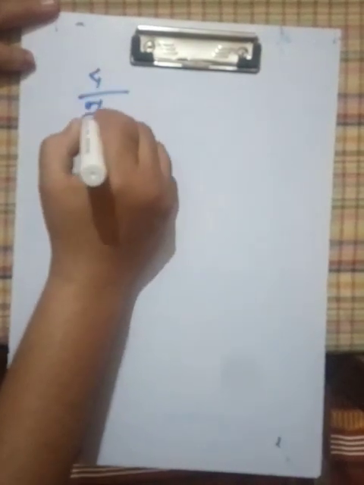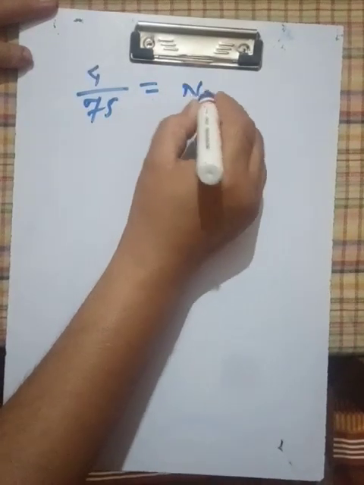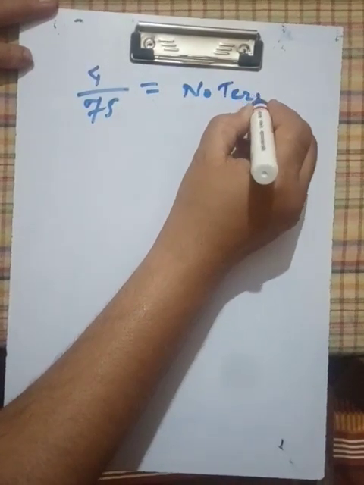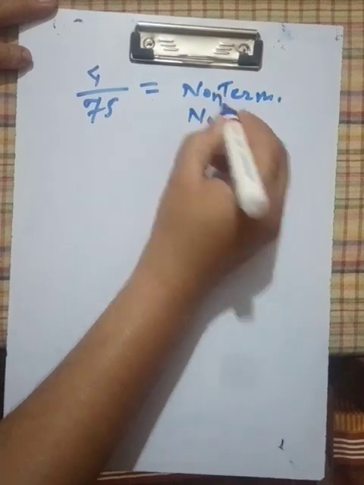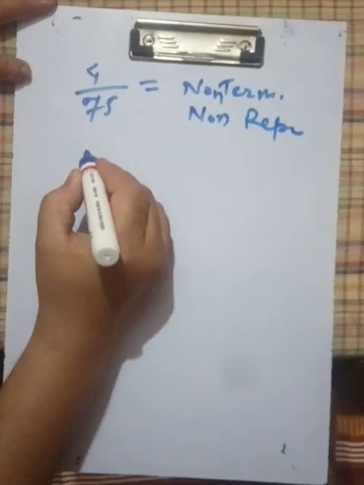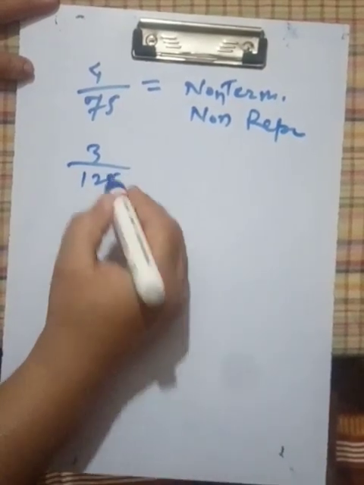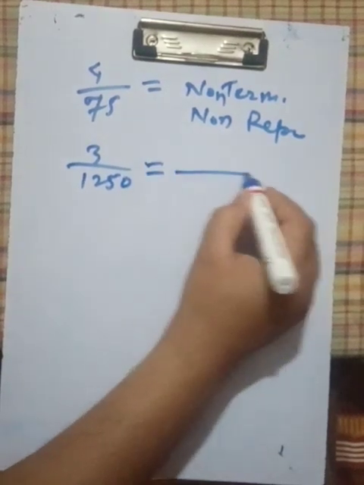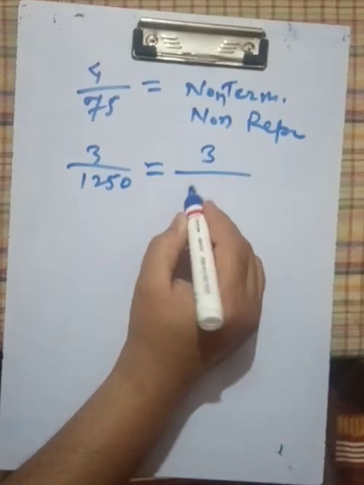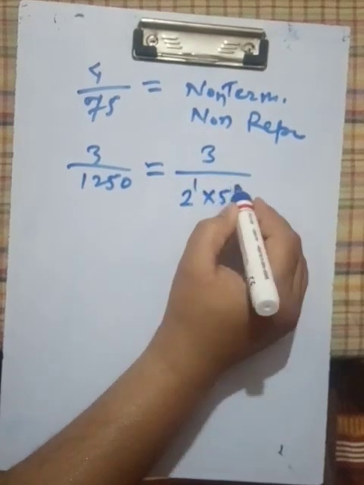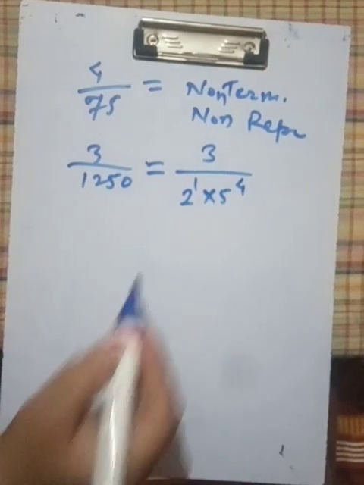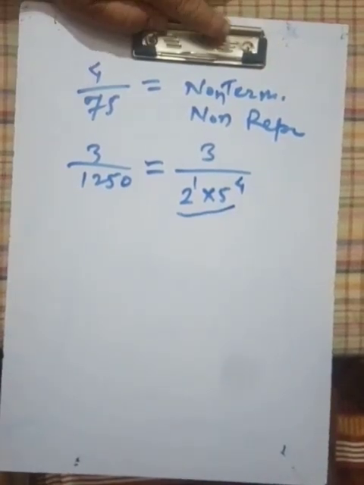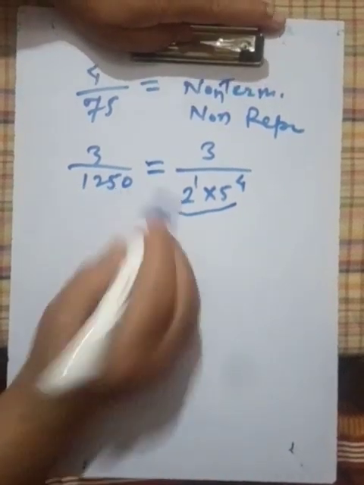Suppose you got a number, say 4 by 75. I understood this is non-terminating, repeating. Another number I take, 3 by 1250. Suppose a number is given in this form. By the help of factorization of the denominator, this is 3 by 2 to the power 1 into 5 to the power 4. So this number has only the factors 2 or 5. There is no other factor other than 2 or 5, so this number will be terminating.